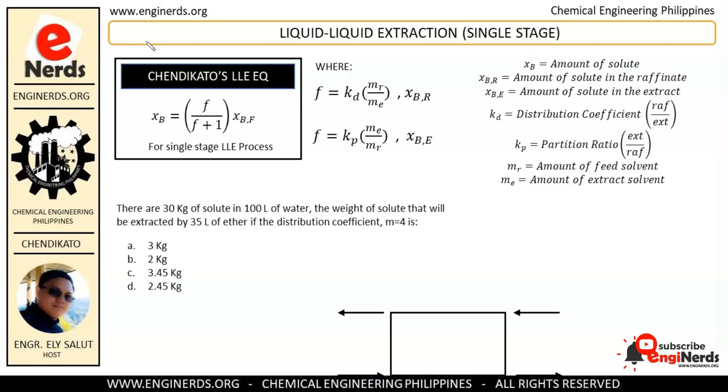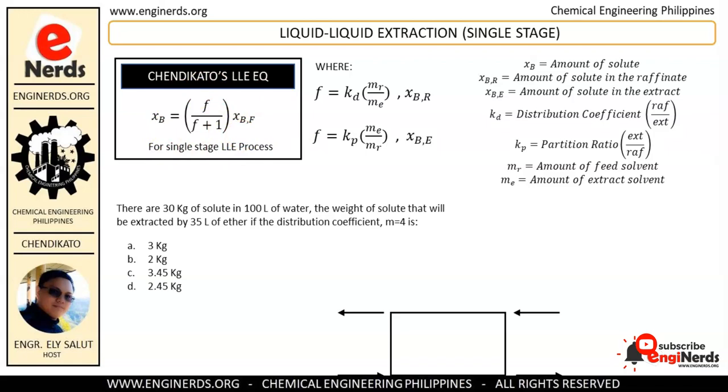So, dahil hindi to nakikita sa mga textbook, so we don't know what to call this. Kaya tinawag ko na lang tong Chendikato's LLE equation. So, simulan natin guys, no? So, ito yung formula na gagamitin natin for single stage.